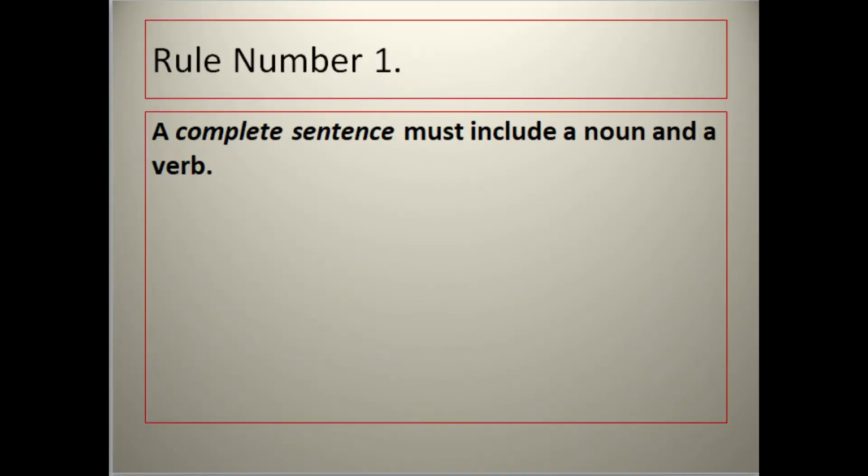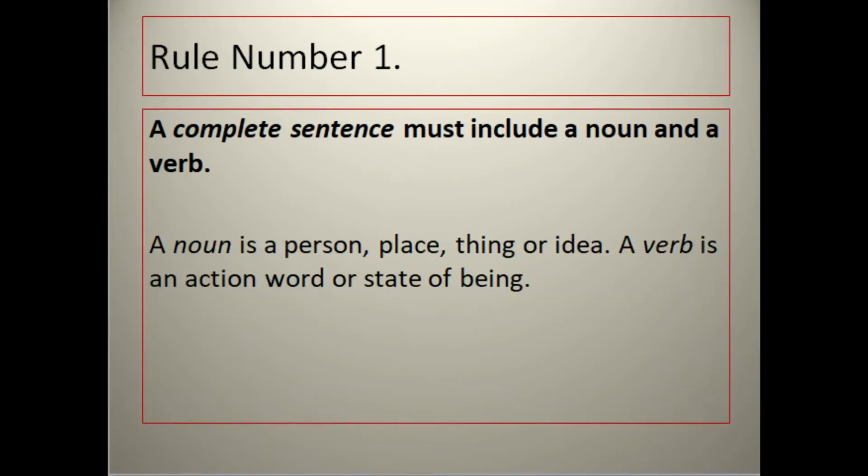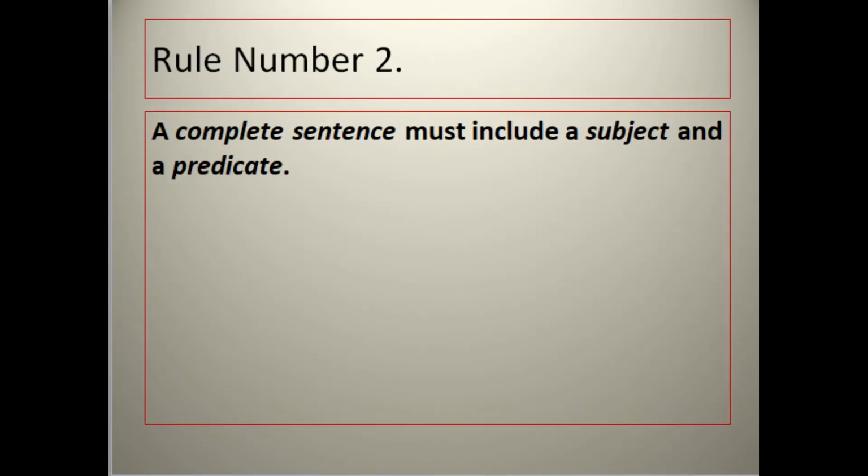Rule number 1. A complete sentence must include a noun and a verb. Example, the bell rang. In this sentence, the noun is bell and the verb is rang. A noun is a person, place, thing, or idea. A verb is an action word or a state of being.